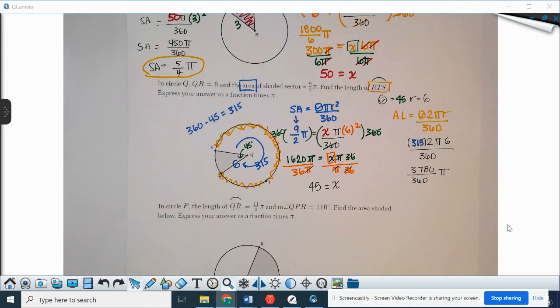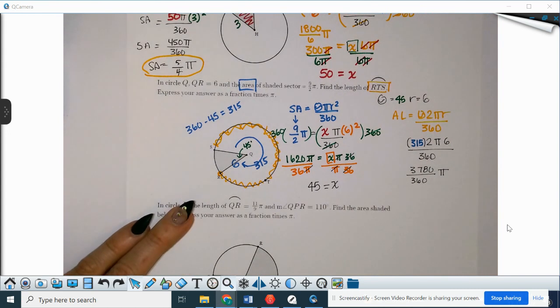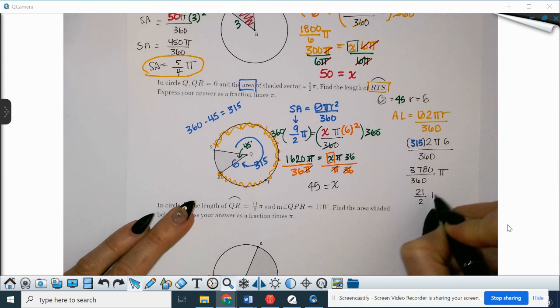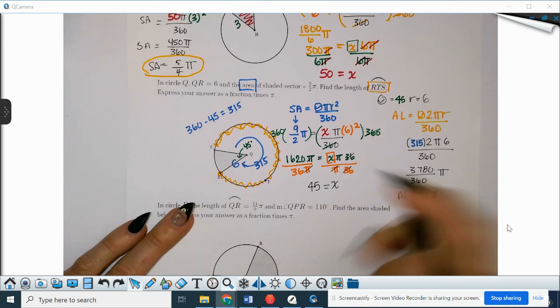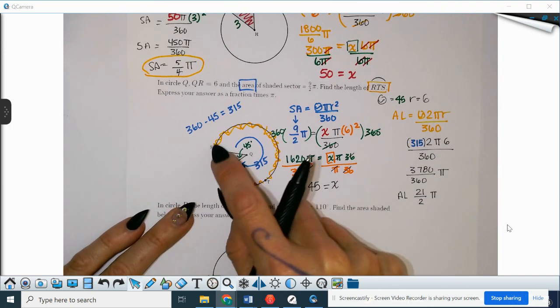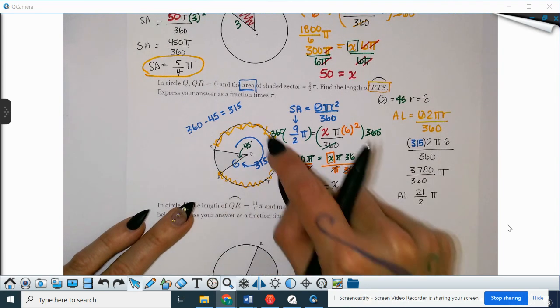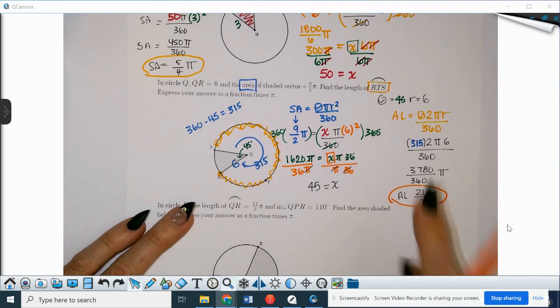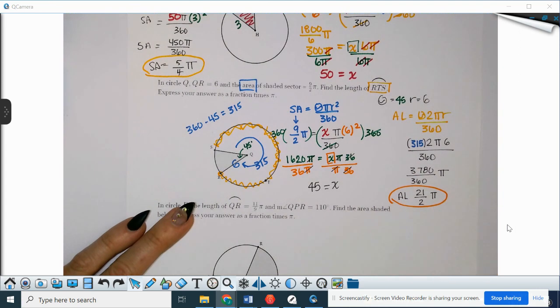So we're going to type that into Desmos or your calculator. I would really recommend you practicing with Desmos to get comfortable. And then we're going to end up with 21 over 2 pi as the arc length of RTS. So again, if it has 3 letters, it's going to be bigger than 180. So our arc length, or the answer to this question with a lot of other math, is 21 over 2 pi.